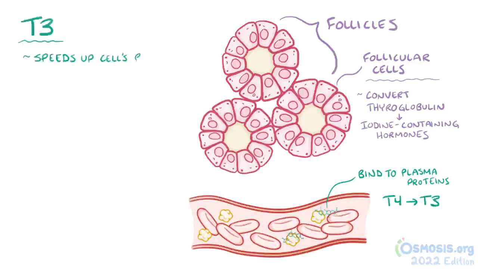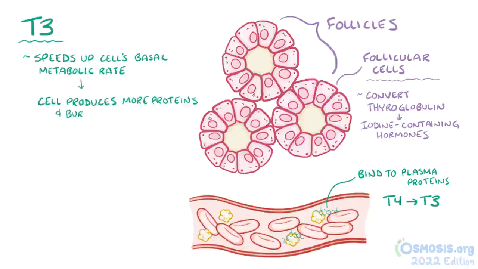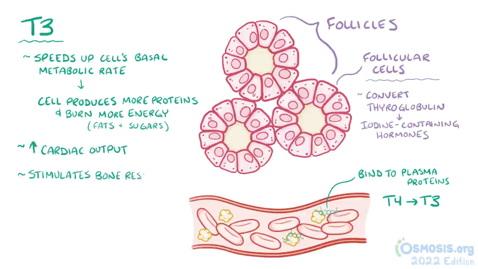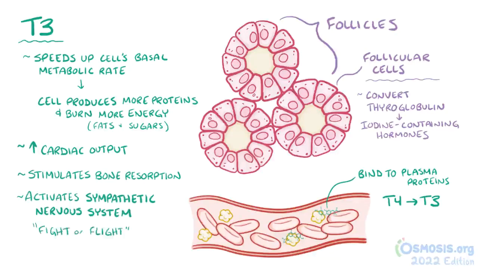T3 speeds up the basal metabolic rate, so as an example, cells might produce more proteins and burn up more energy in the form of sugars and fats. It's like the cells are in kind of a frenzy. T3 also increases cardiac output, stimulates bone resorption, which thins out the bones, and activates the sympathetic nervous system, which is the part of the nervous system that's responsible for our fight or flight response.